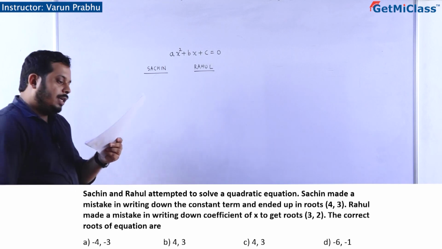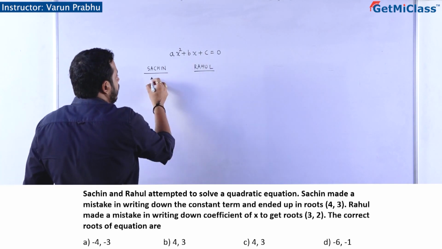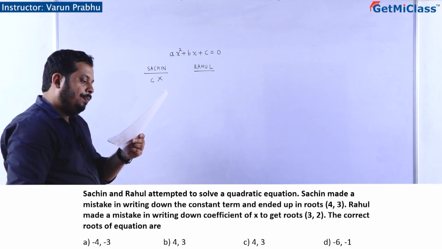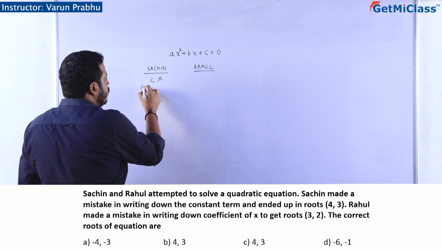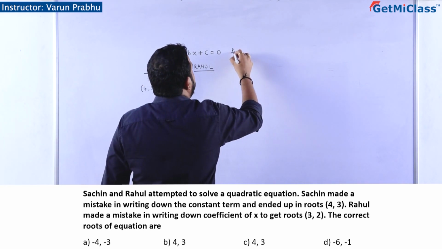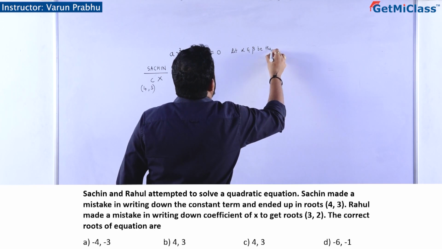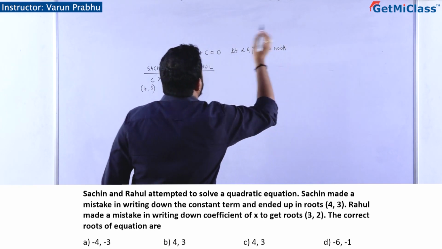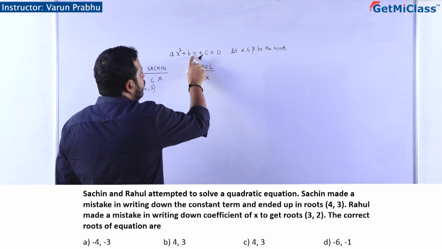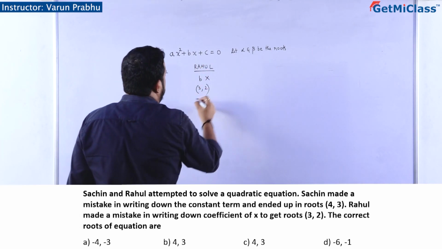So it's told in the problem, Sachin made a mistake in writing down the constant term. The constant term was wrong, and he ended up with the roots called 4, 3. So let's say that alpha and beta are the roots of this quadratic equation. Similarly, Rahul made a mistake in writing the coefficient of x and ended up with the roots called 3, 2.